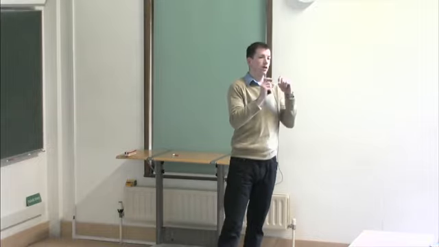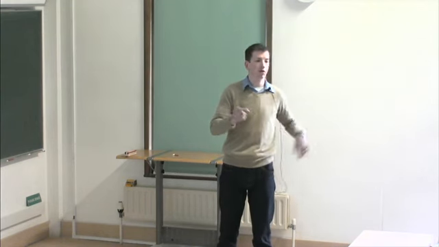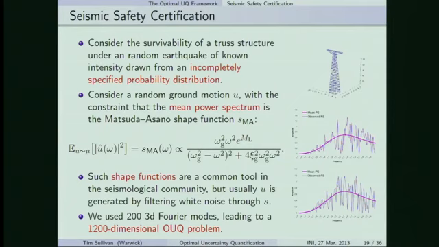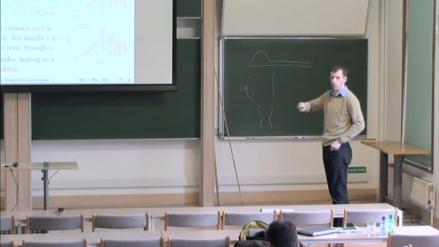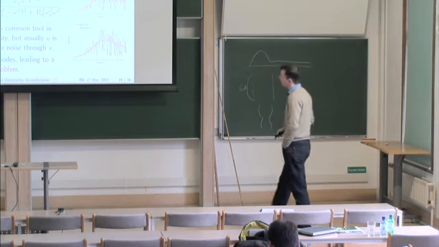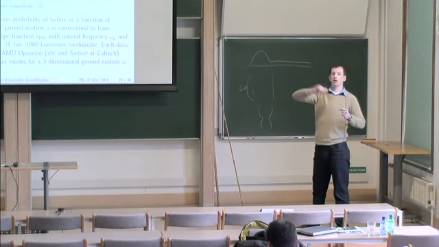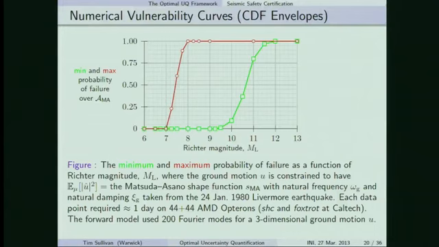Instead, I can say, why don't I consider all probability distributions on, let's say, 200 Fourier modes of this oscillation that have this mean power spectrum. Much broader class. I'm not just sampling from one probability distribution anymore. I'm exploring a broad class consistent with this shape function assumption. So what you get out is not one vulnerability curve for your structure, but an upper one and a lower one. The best possible case and the worst possible case.